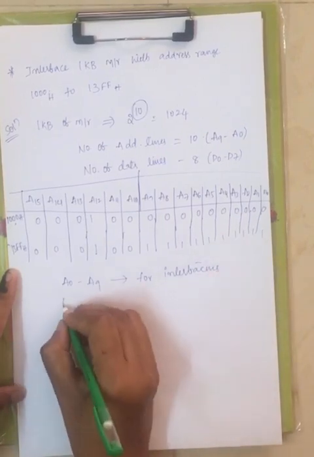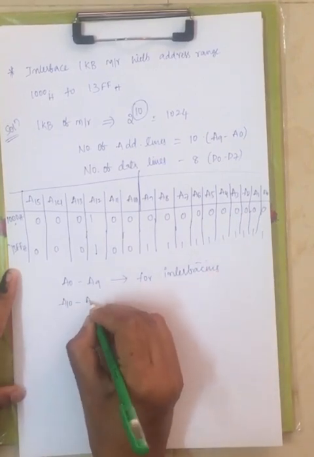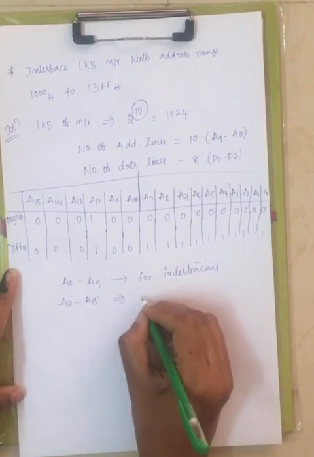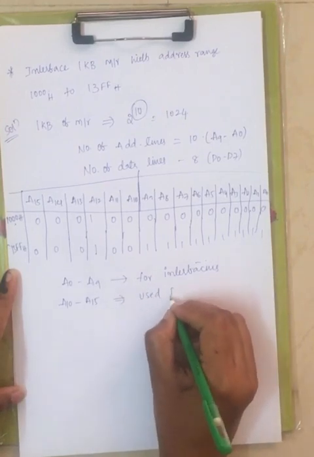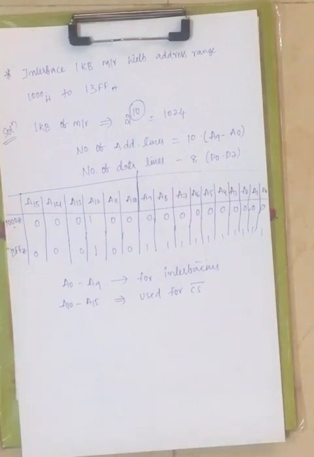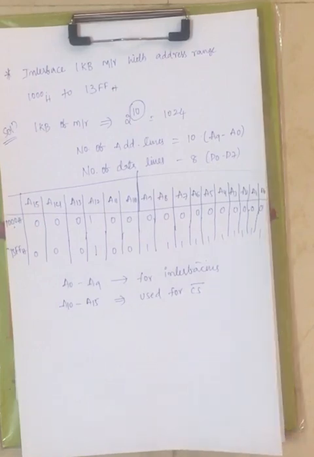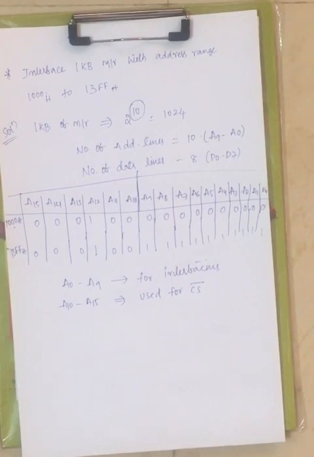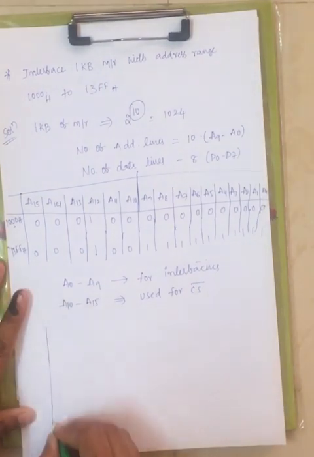Now the left out address lines, A10 to A15, are used for chip selection, CS bar, for your memory chip. This is how to select a chip. That should be logic 0 because it is an active low signal. Now let us interface.